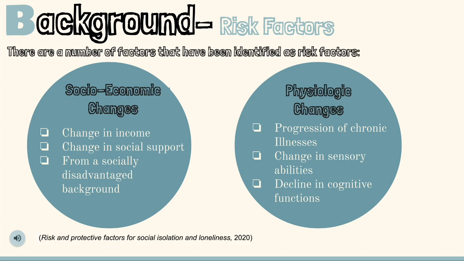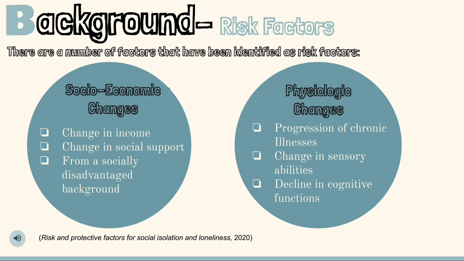whereas the progression of chronic illnesses such as heart disease or COPD or arthritis will limit the aging adult's ability to ambulate and get to where they need to go to socialize. Finally, disease processes such as dementia or Alzheimer's can lead to psychological impairment of the older adult.